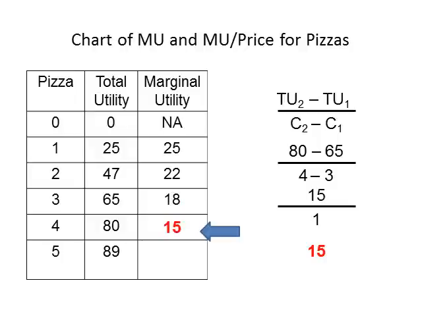Next, write down the formula for the marginal utility. Substitute the values into the formula. In this case, TU2 is 80, TU1 is 65, C2 is 4, and C1 is 3. Next, do the subtractions, which gives 15 in the numerator, the top number, and 1 in the denominator, the bottom number. Divide the numerator, 15, by the denominator, 1, which is equal to 15. Put 15 into the fifth row of the marginal utility column.